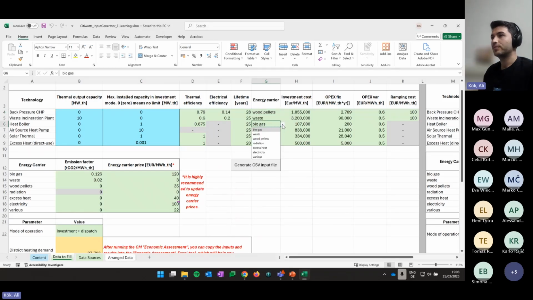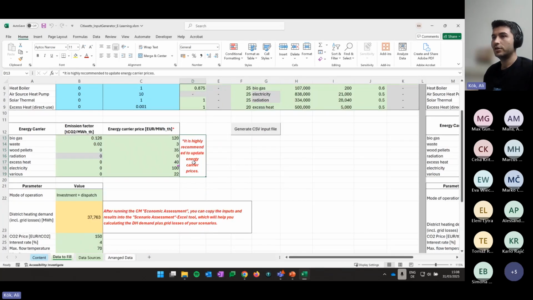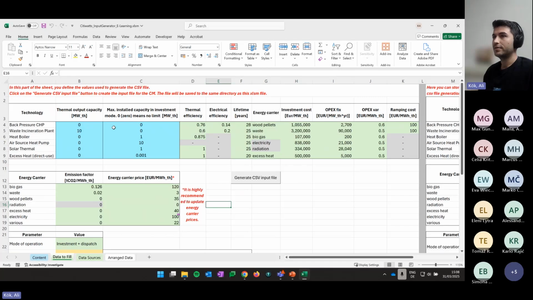You can change the energy carriers. The gray ones you should not change. You have some instructions here. And right now we've pre-filled this data for Offenbach. And here, maybe I briefly talk about some of the input parameters. The most important ones are these blue ones.